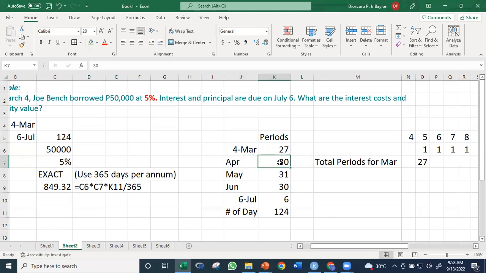April 1 up to April 30. Isn't that 29? How about for May? May 1 up to May 31. Shouldn't that be 30 periods also? Also for June, shouldn't that be also 29? Also for July, shouldn't that be 6 minus 1? Shouldn't this be 5? So what's happening here?